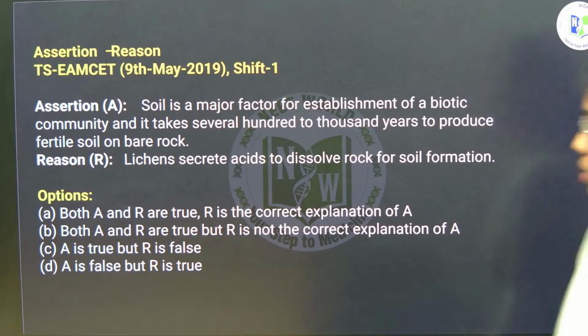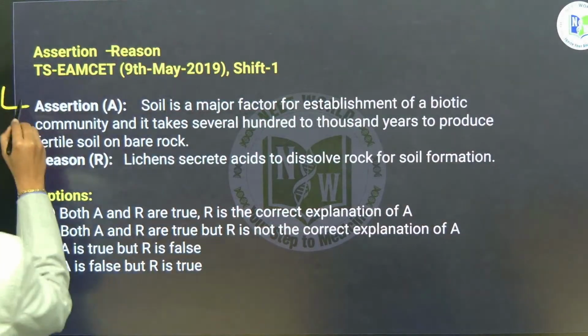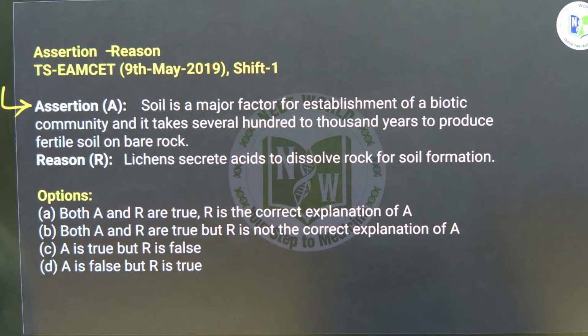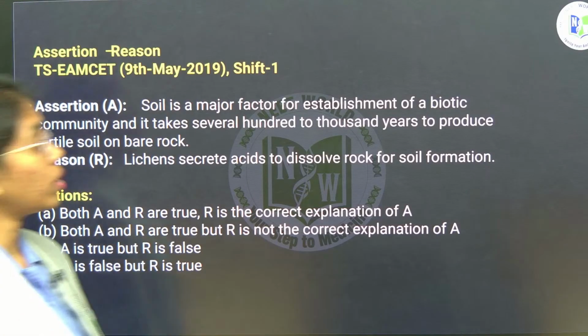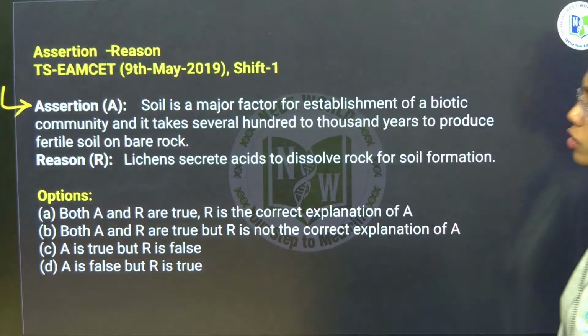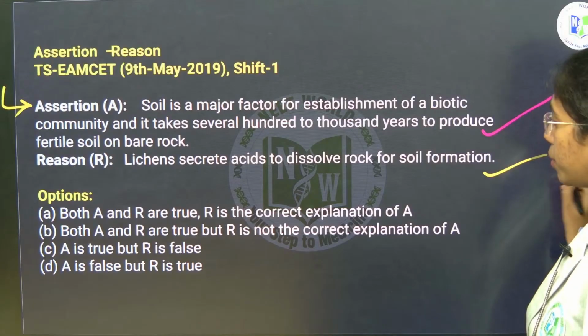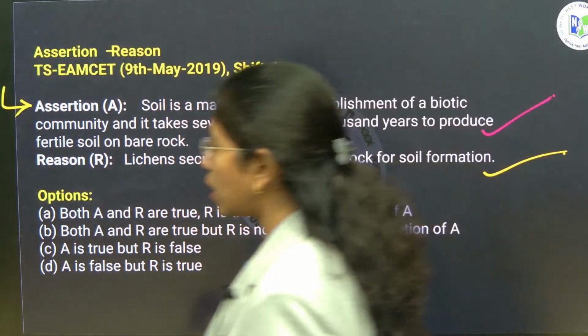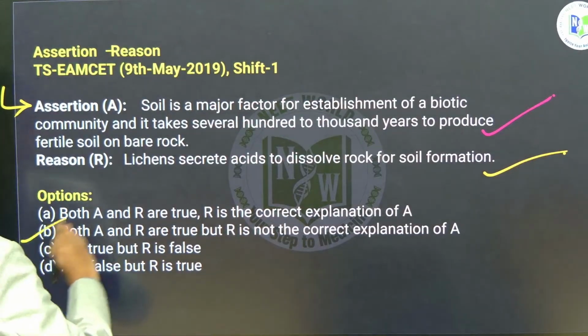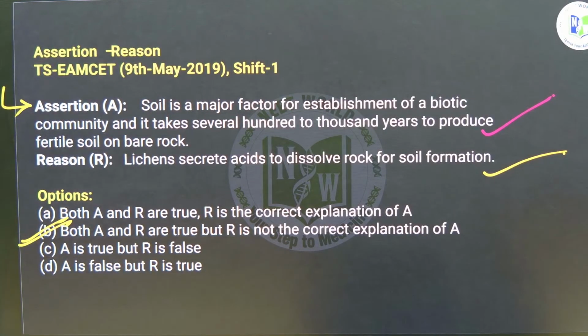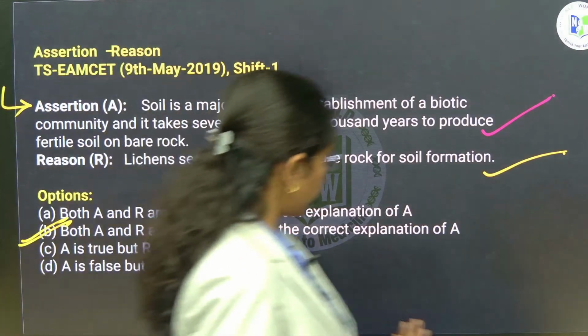Assertion reason type of question. Soil is major factor for establishment of biotic community and it takes several hundred to thousand years to produce fertile soil on a bare rock. Okay, it requires hundreds to thousands of years to produce a fertile soil on the bare rock. True. Next, lichens secrete acids to dissolve rocks for soil formation. True. Both A and R are correct, but R is not correctly explaining the assertion A. Option B is right.